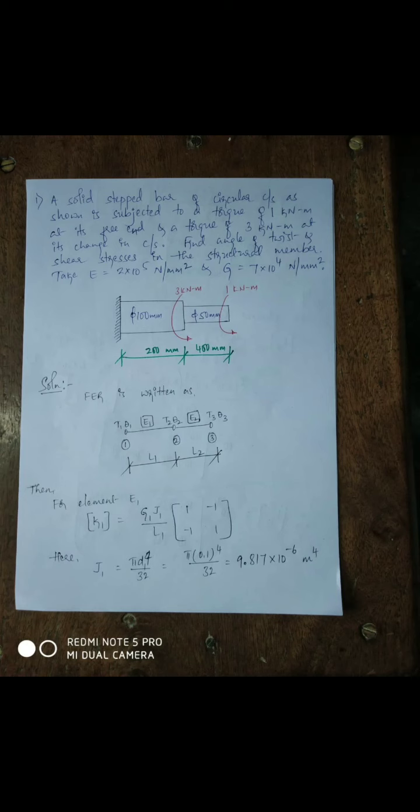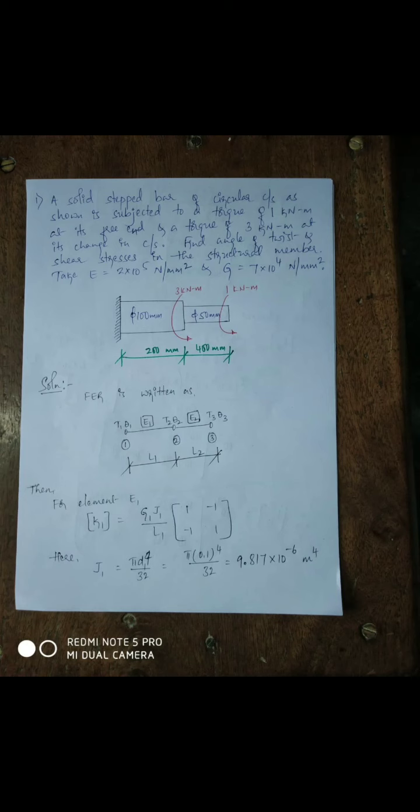Nodes 1 and 2 are joined together to get element E1. Nodes 2 and 3 are joined together to get element E2. L1 is the length of element E1. L2 is the length of element E2.